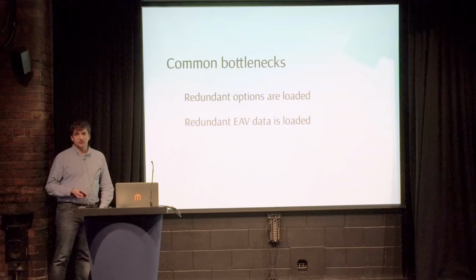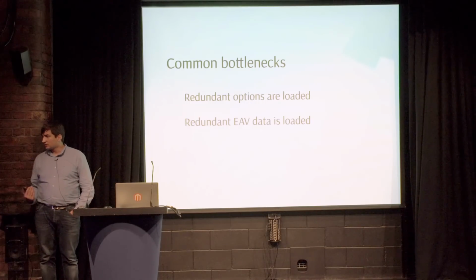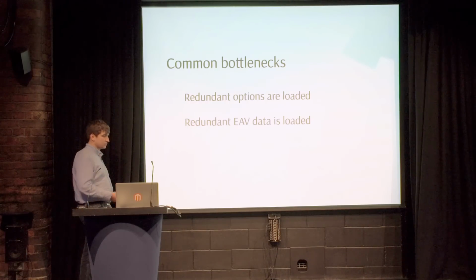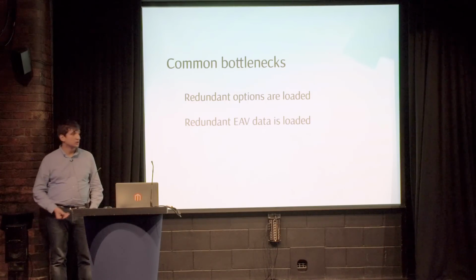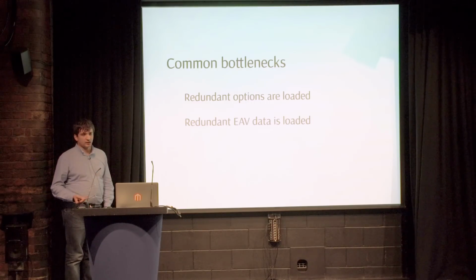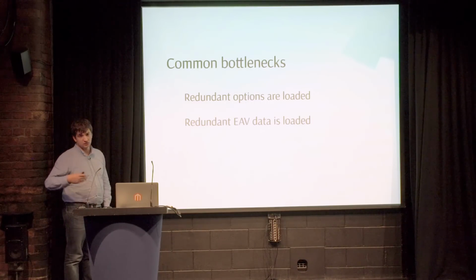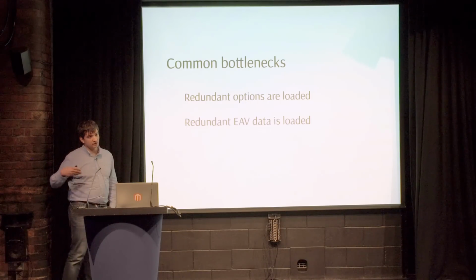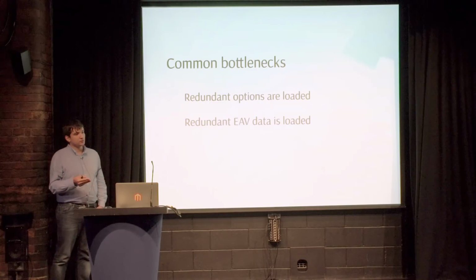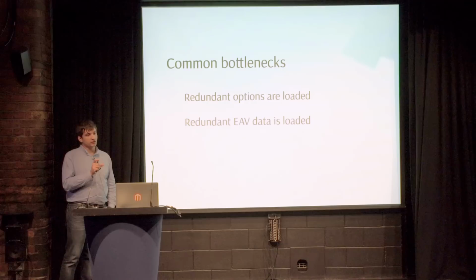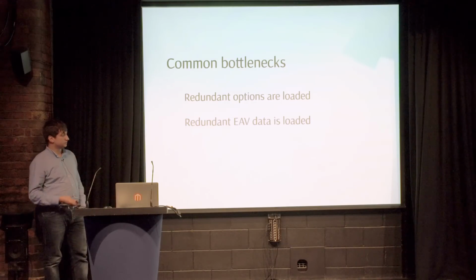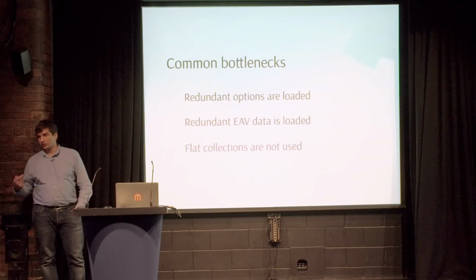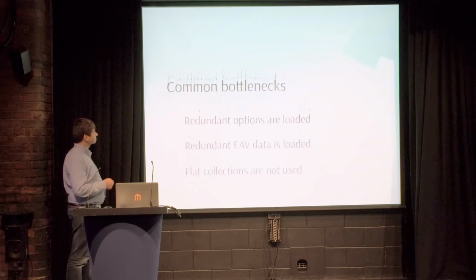Redundant EAV data is loaded. Not every piece of EAV data is needed for your product on a product view, because most of the EAV data is used, for instance, for recurring profiles that are not needed for you. Data like, for instance, shipping method availability that some extensions add to a product is not needed for the product view. There are a lot of attributes, and you can pinpoint and use only the ones that you need. And flat collections are not used for some of the product types. That is quite a common issue.